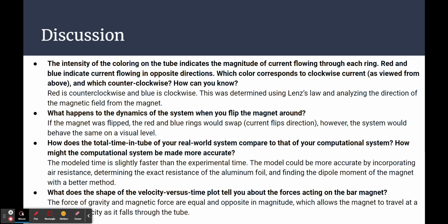The model time is slightly faster than the experimental time. The model could be more accurate by incorporating air resistance, determining the exact resistance of the aluminum foil, and finding the dipole moment of the magnet with a better method. The force of gravity and magnetic force are equal and opposite to one another, and that allows the magnet to travel at a constant velocity as it falls through the tube.